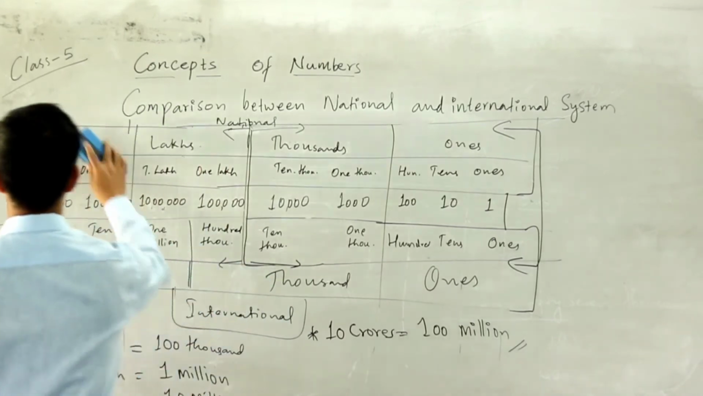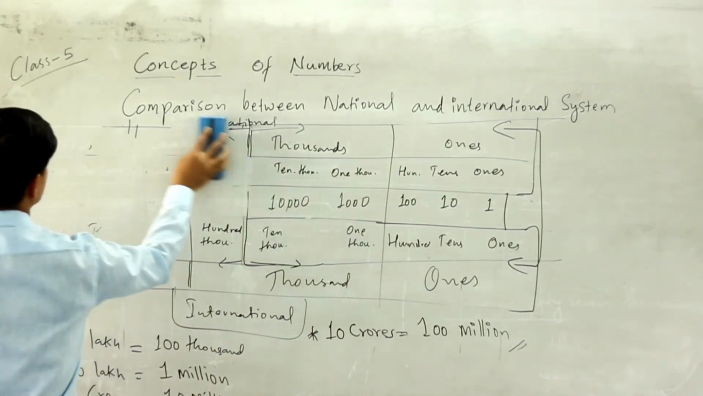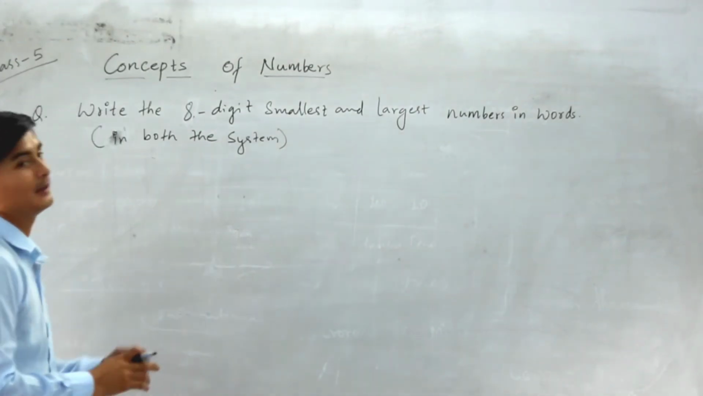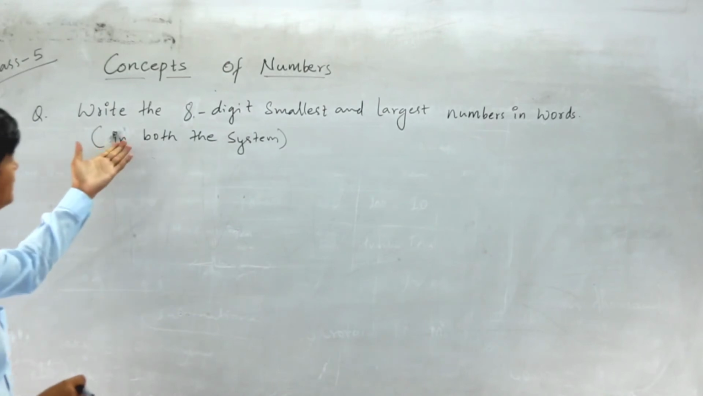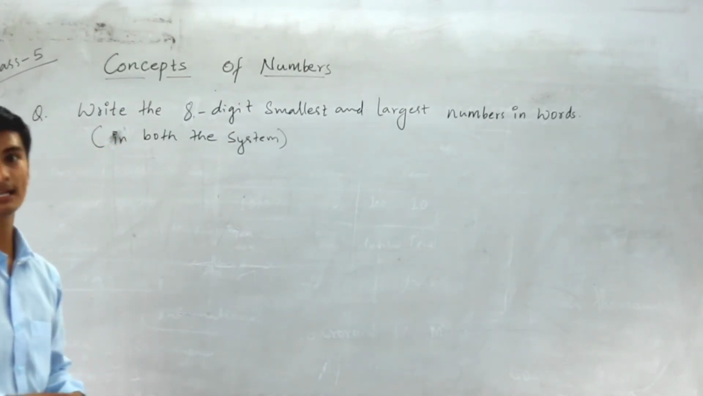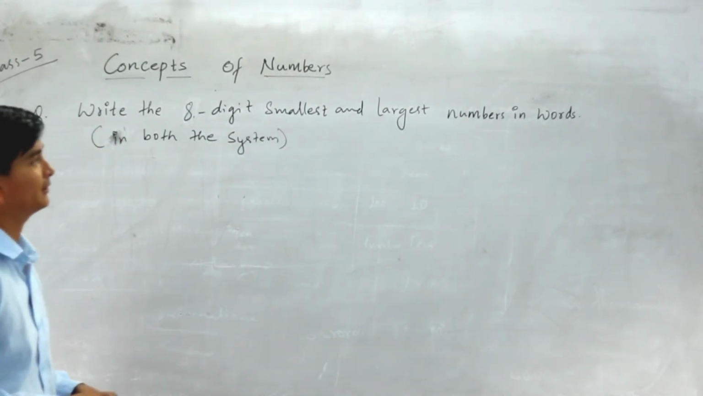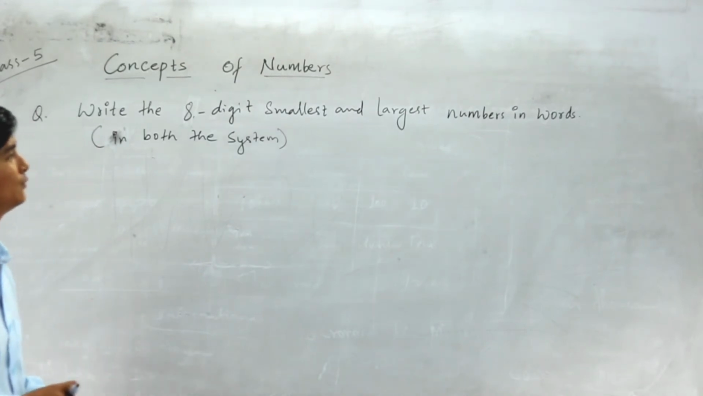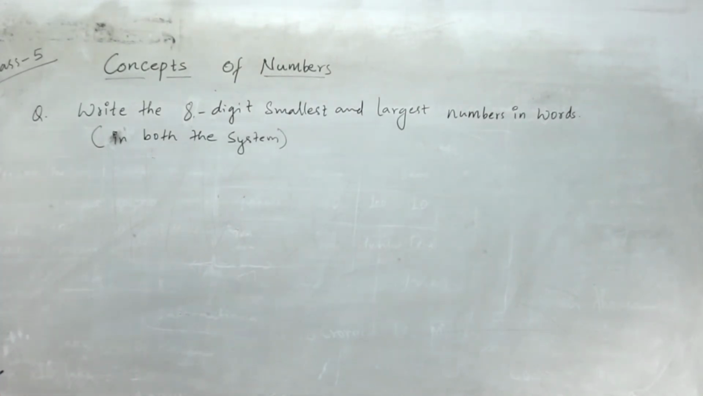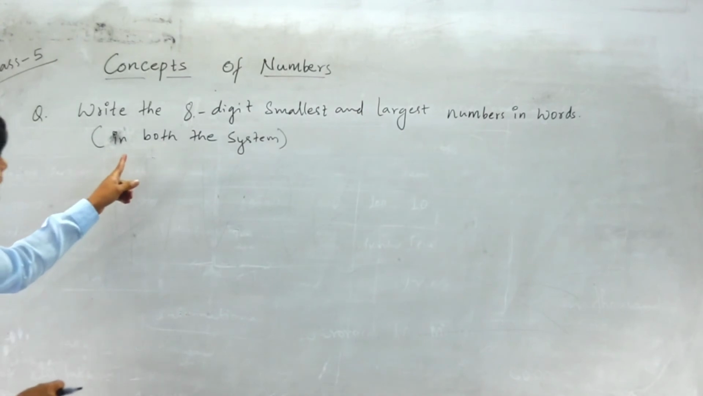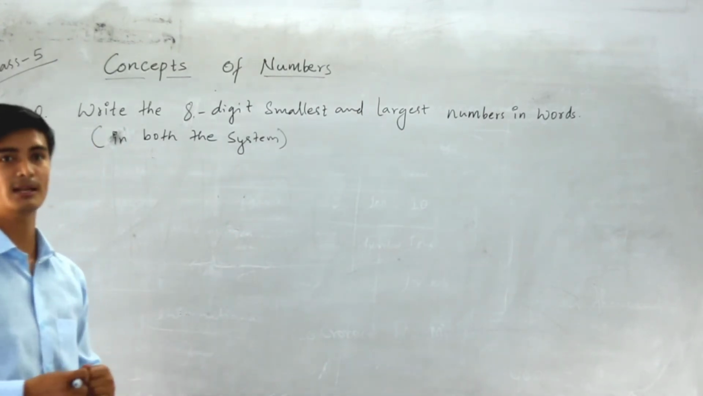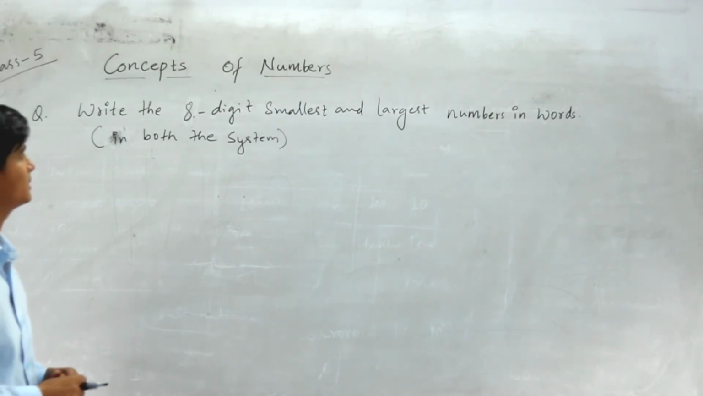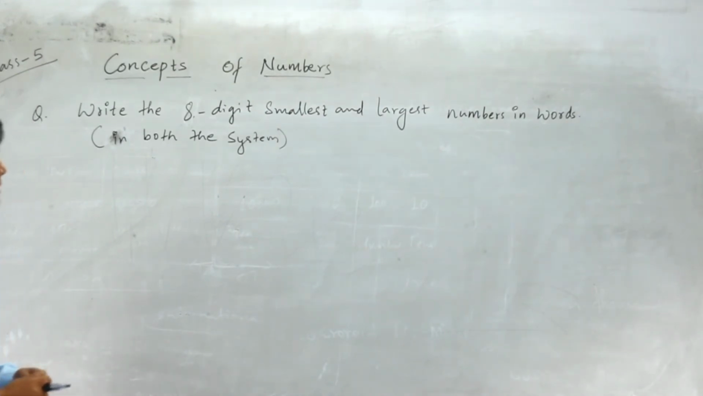Okay, I'll rub this one. I have written one question here for you. You can try this one. The question is: write the 8-digit smallest and largest number, or you can say greatest number, in words, and write in both the systems. We have already read both systems, international as well as national. So we have to write.